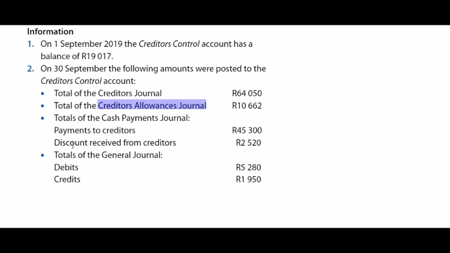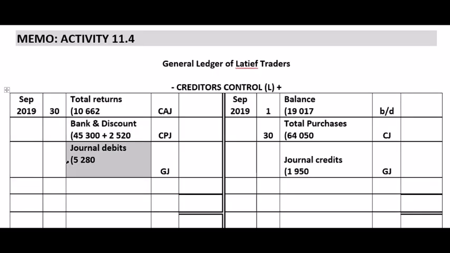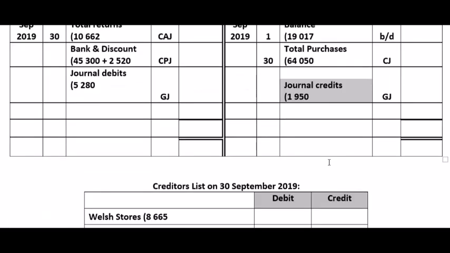And then the totals of the general journal, they gave you debits, which will be your journal debits value that goes to the debit side of creditors control. And they gave you credits, which will be your journal credit value that goes to the credit side of creditors control. Okay, remember to write your amounts in brackets in the details column, in open brackets, because that gives you space to do the adjustment as we go through them.